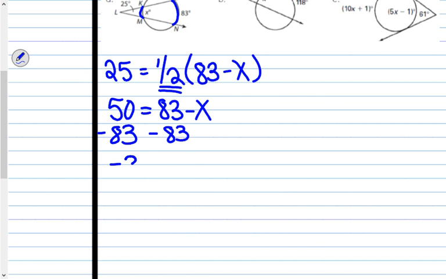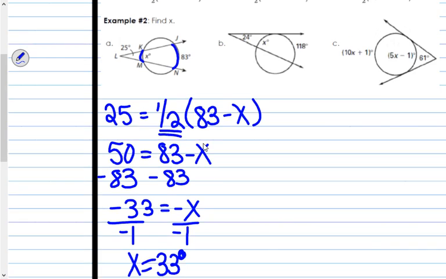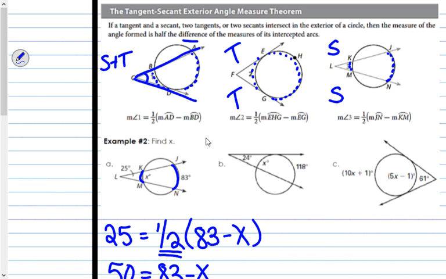I have negative 33 equals negative x. And I don't need a negative x, I need a positive x. So I'm going to divide both sides by -1, x equals 33 degrees. So the measure of that arc is 33 degrees. We basically do the same thing for the next two problems, but I will do those in class together. Just want to kind of go over this again.